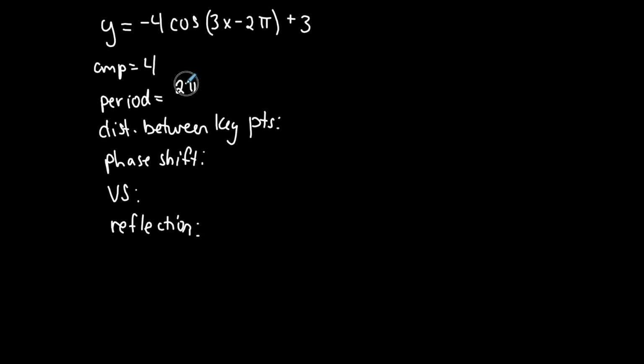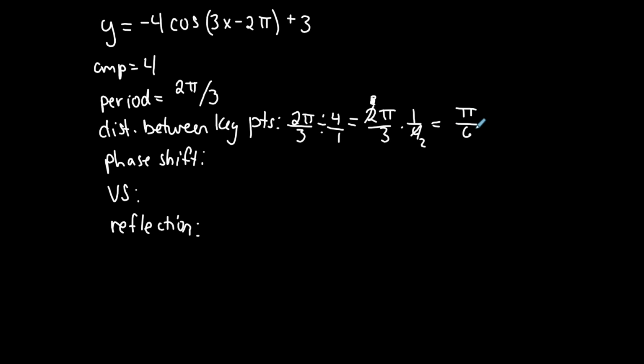Period is always 2 pi divided by the coefficient of x, in this case 3. 2 pi divided by 3. Always 2 pi divided by the coefficient of x. Distance between key points, I tell my students take the period and divide by 4. So if my period is a fraction, I'm going to represent the division of the period by 4 as multiplying fractions, 2 pi over 3 times 1/4. So it's a little bit easier. 2 goes into 2 once, 2 goes into 4 twice. I get pi over 6. Multiplying fractions.